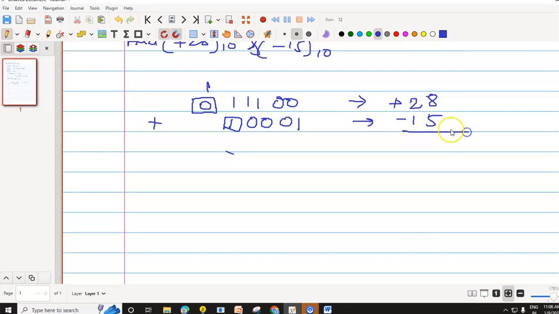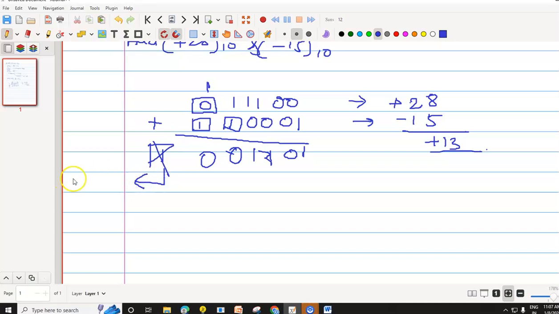Okay, so how much should be the answer, students? Plus 13. We'll just check. Here we have to do the sign bit extension. Now just see. 0 plus 1 is 1, 0 plus 0 is 0, 1 plus 0 is 1, 1 plus 0 is 1, 1 plus 1 is 0, carry 1, 1 plus 1 is 0, carry 1. Now you have to ignore this carry. Remember this, okay?